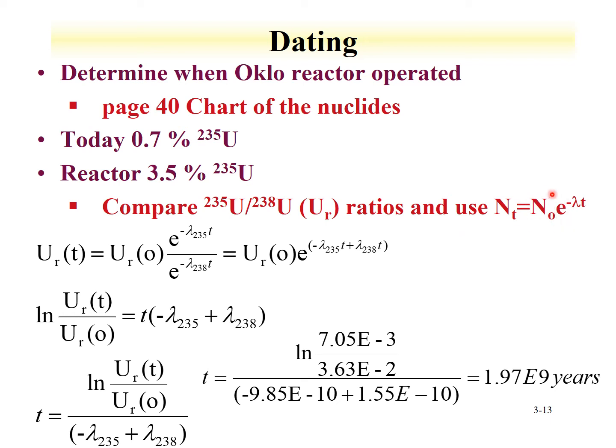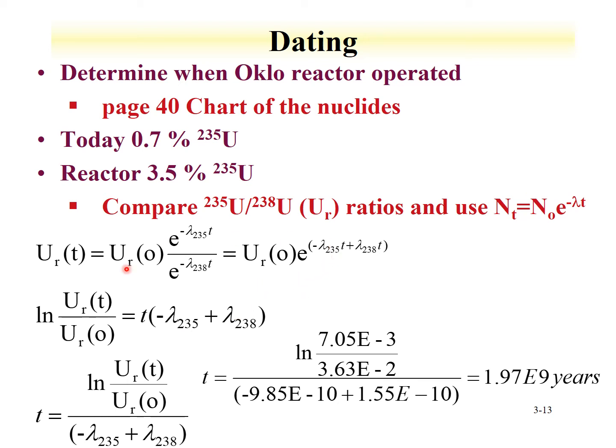So we need to just set up the ratios. The ratio of uranium today is equal to the initial ratio times, we have to take the decay constants for the 235 and the 238, since we're using a ratio of 235 and 238. The time is the same. Let's rearrange this equation so that the amount at time 0 is equal to e to the minus lambda 235 times t plus lambda 238 times t. So now we have everything we need to solve this equation.